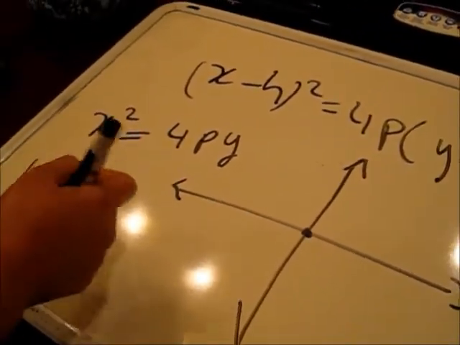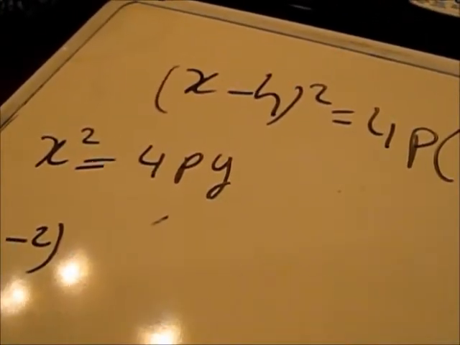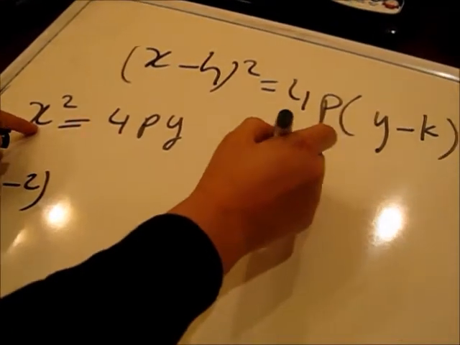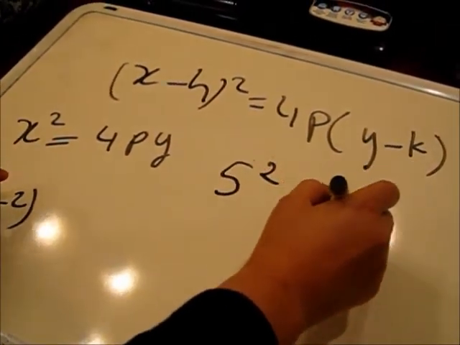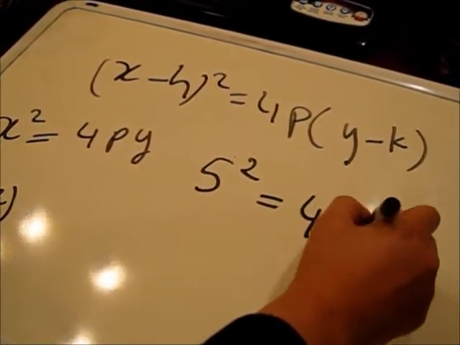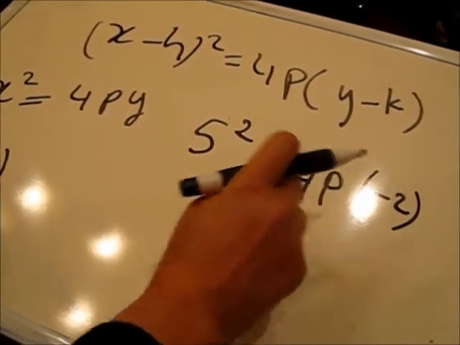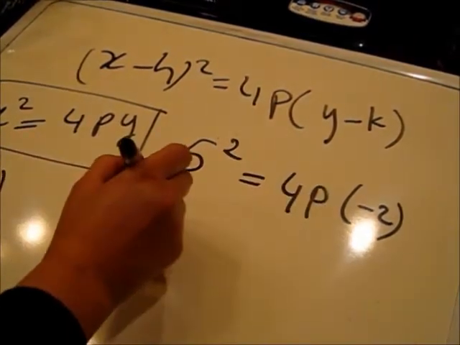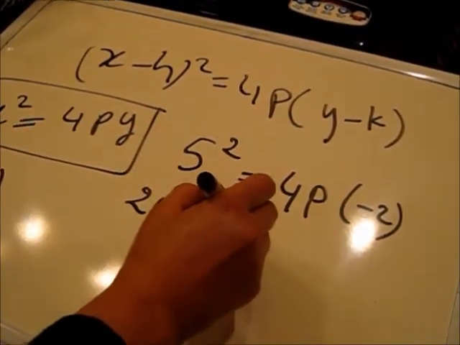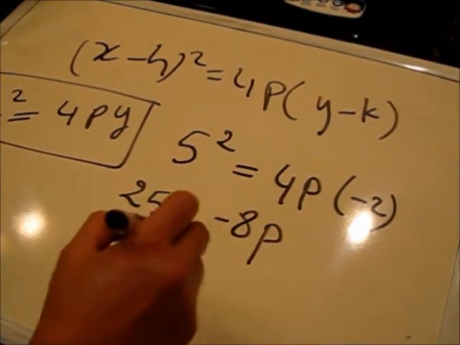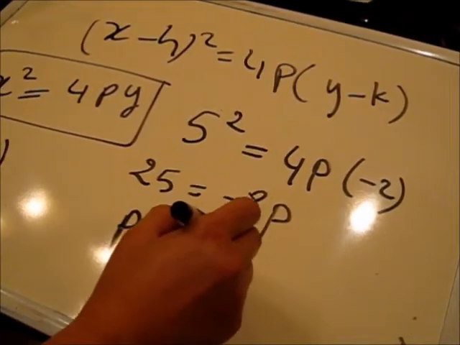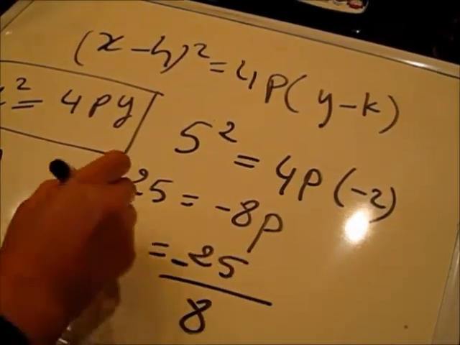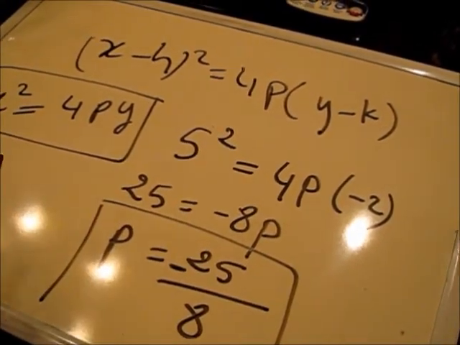And if we do that, our equation becomes 5 squared, that's the x squared, equals 4p times -2. We have to find the p value to finish our equation. Now this is 25 equals -8p. The p then equals -25 over 8, don't forget the negative sign. So this is our p value over here.